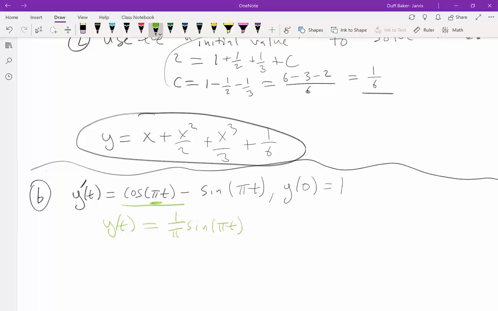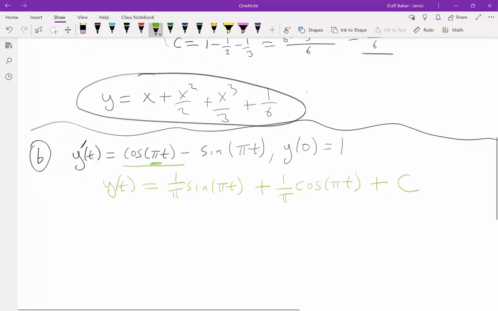And then a similar thing happens in the second term. So the antiderivative of sine is negative cosine, so that switches it to a plus. And then because of this pi inside, we have to correct it by a 1 over pi. And then to make it the most general one, so that we get all of them, we have to add our plus c. Okay, so this would be the most general antiderivative.